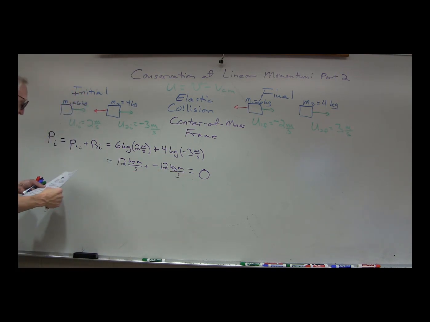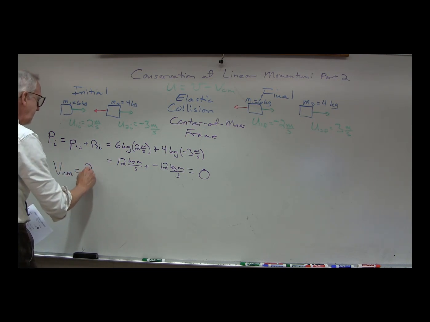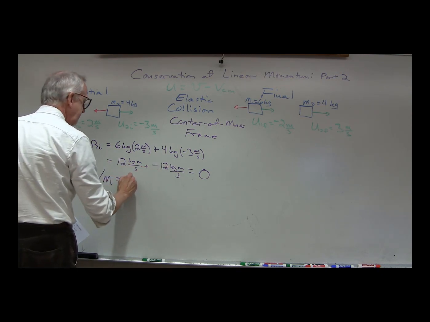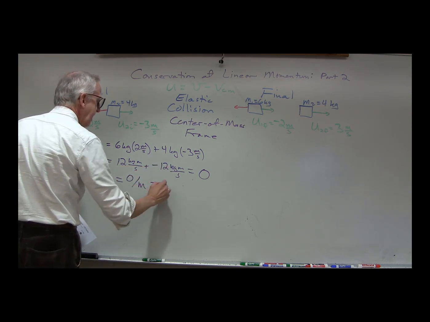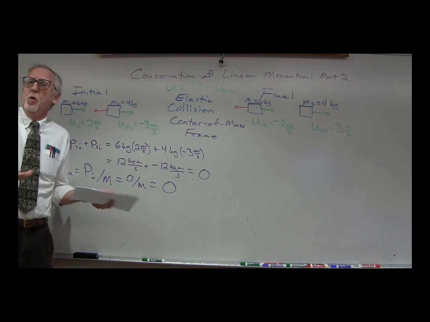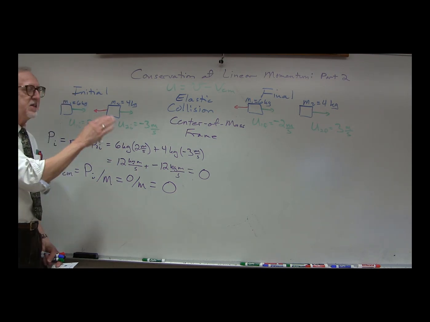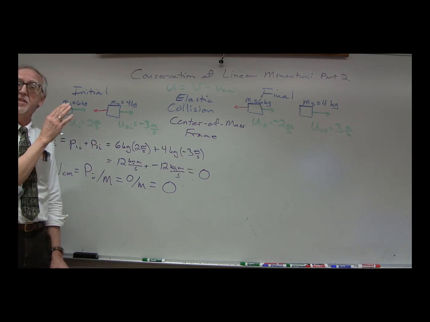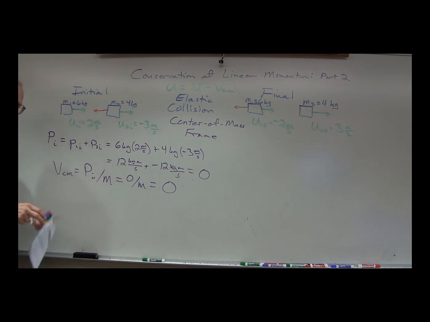Let's look at the velocity of the center of mass. What's the velocity of the center of mass in the center of mass frame? Well, the same result holds. The velocity of the center of mass is equal to the total momentum divided by the total mass, but that's going to be 0 over the total mass, and that is 0. In other words, the center of mass is stationary, which we might have guessed. In the center of mass frame, the center of mass is not moving. It's stationary. Okay, well, that's not a big surprise.